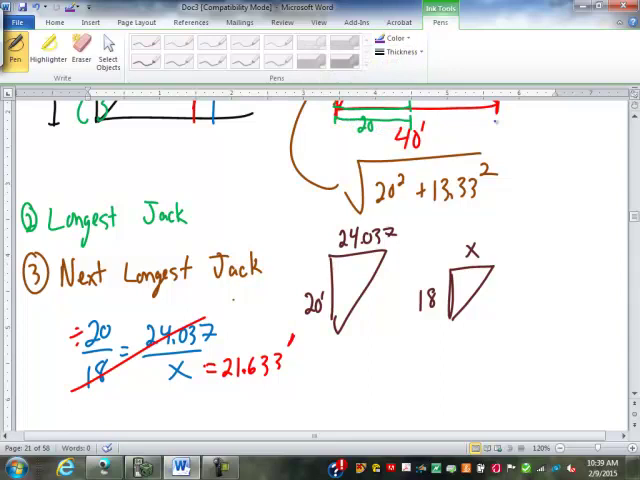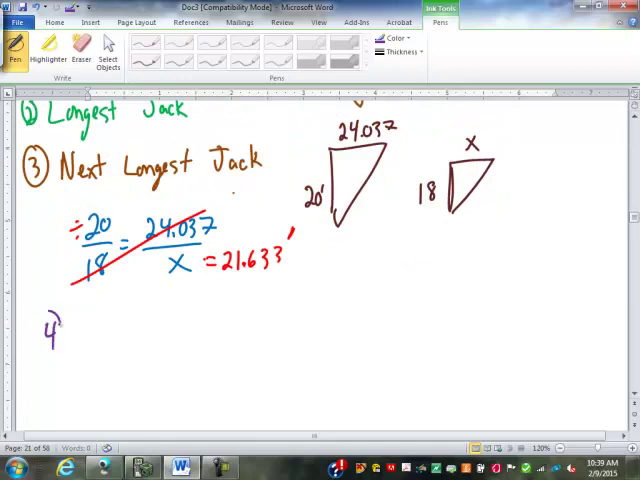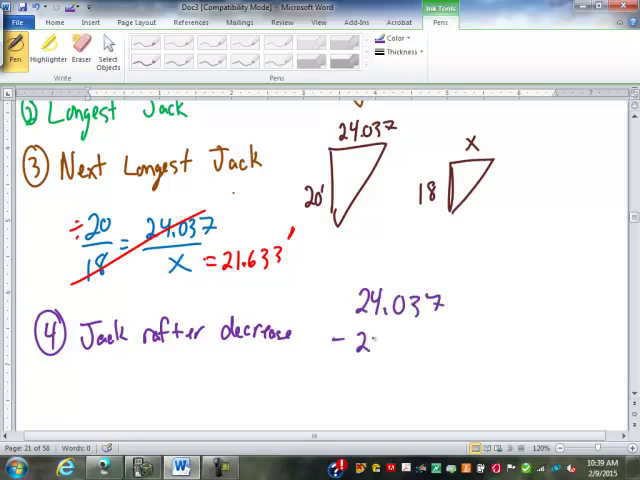Now what? Now do you want the jack rafter decrease? Finally, we want the jack rafter decrease. You are correct, sir. So 24.037 minus 21.633 gives us 2.404.